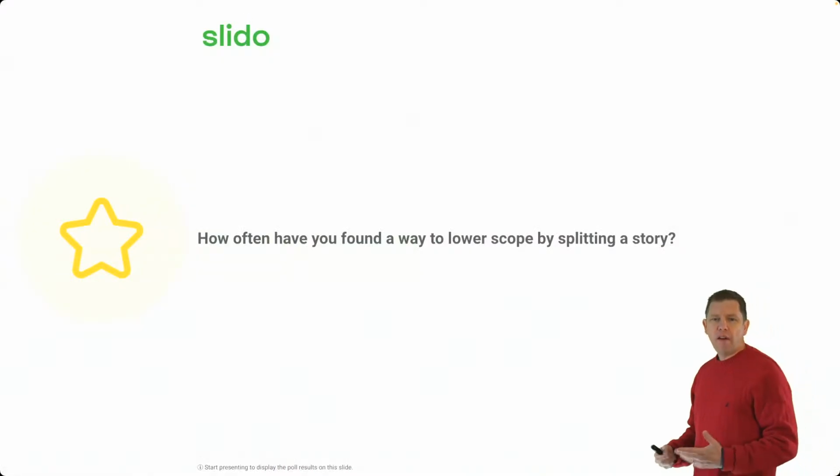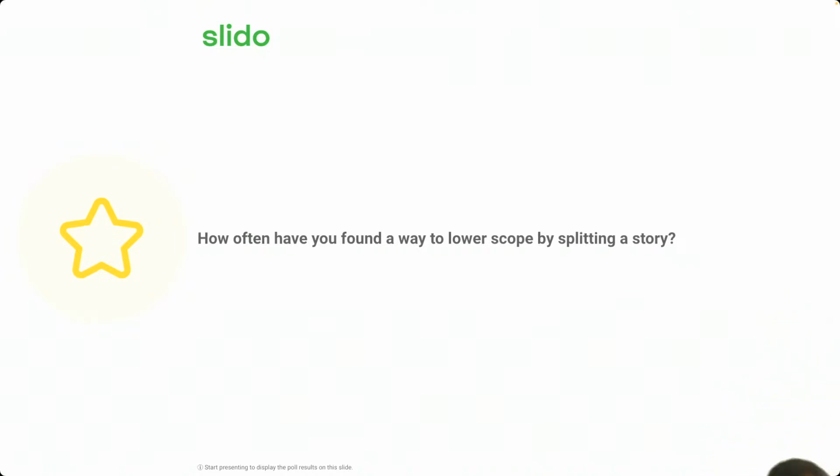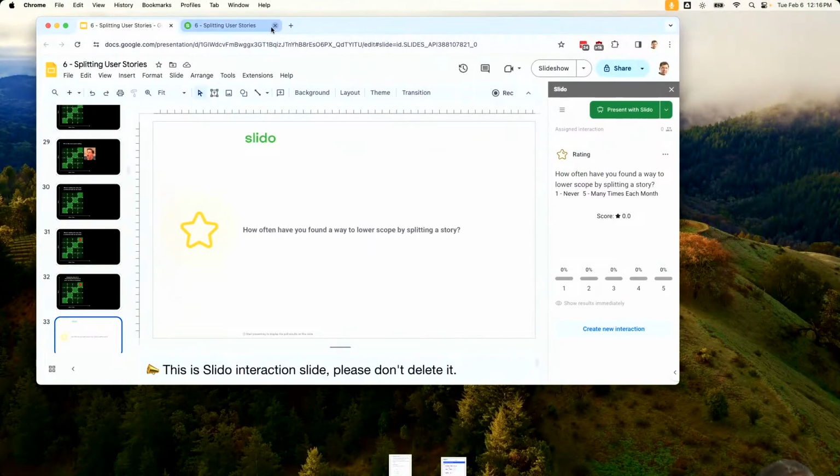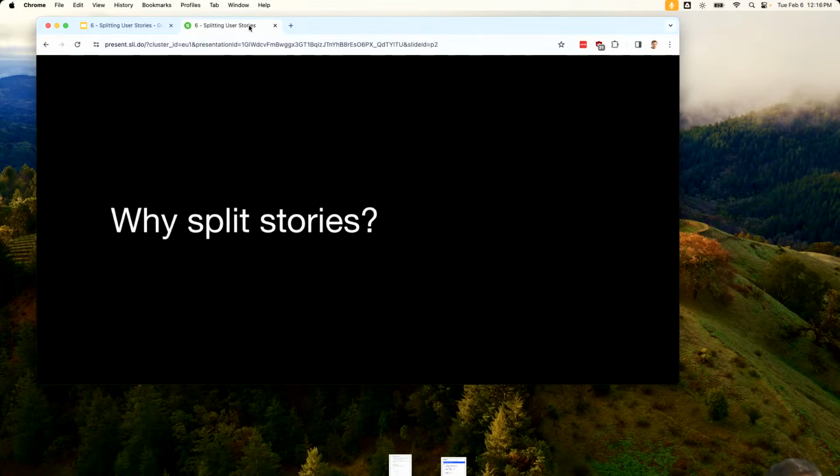Okay, so how often have you found a way to lower scope by splitting a story? Is this something that you guys are experiencing, where you're able to lower the scope?